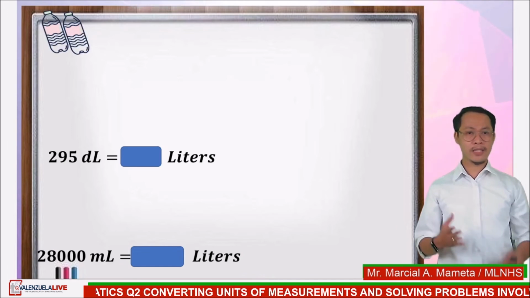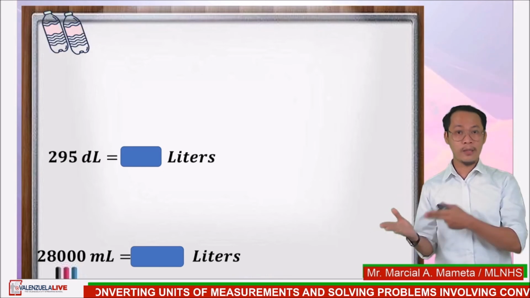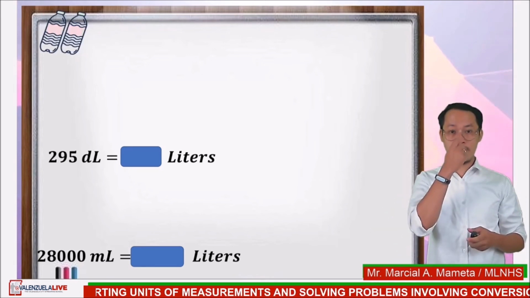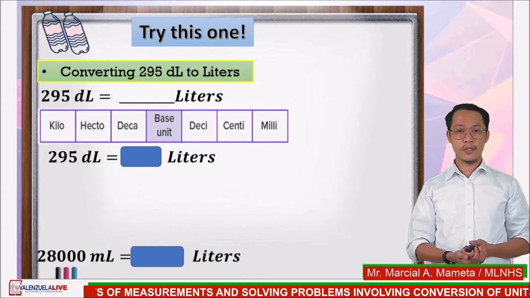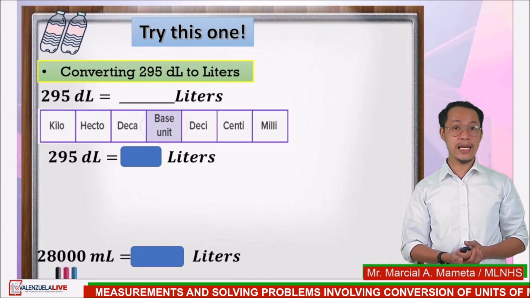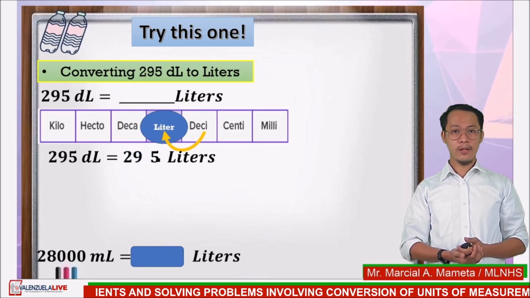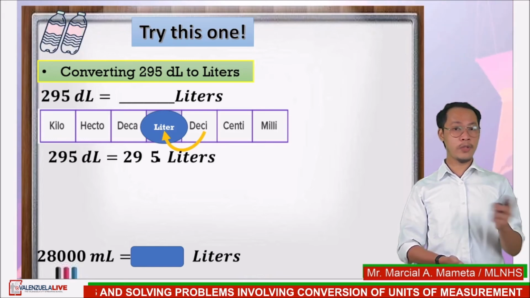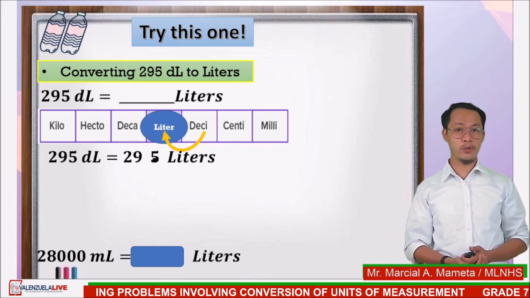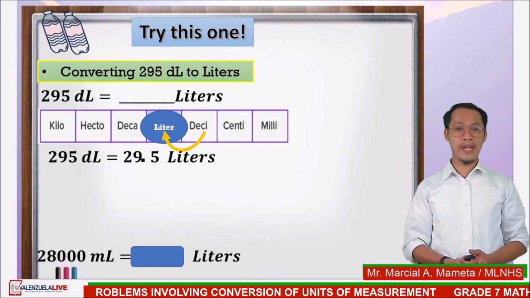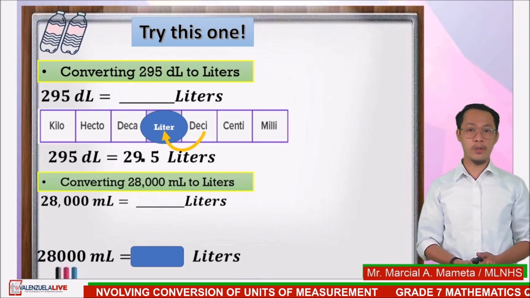At this moment, let us try to analyze converting deciliters to liters and milliliters to liters by using the unit or conversion line. So the base unit for the first one is liter. We move one unit going to the left. So therefore, 295 deciliters is equal to 29.5 liters.